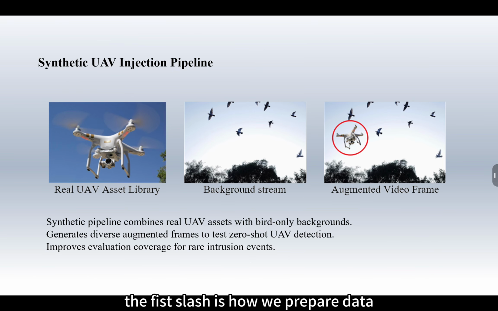The fifth slide shows how we prepare data for evaluating UAV detection. Real UAV intrusions are rare, so we build a small synthetic pipeline. We use real UAV assets, bird-only backgrounds, and combine them to create augmented frames. This lets us test the detector under different lighting, scenes, and flock configurations.